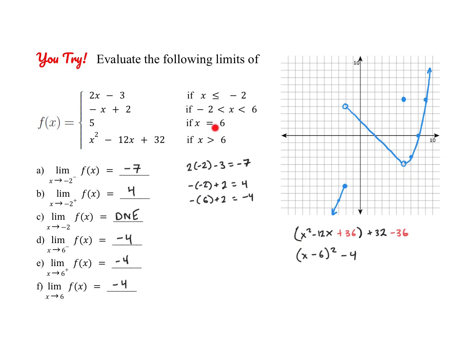Our graph is defined at x equals 6 at 5, so that's just a single coordinate, and then to the right of 6, it's simply a quadratic function, and the vertex is actually at (6, -4). So here you can see that as x approaches -2, the left and right sided limits are not the same, so the overall limit does not exist. But as x approaches 6 from the left and right, the limits are the same, so the overall limit does exist.